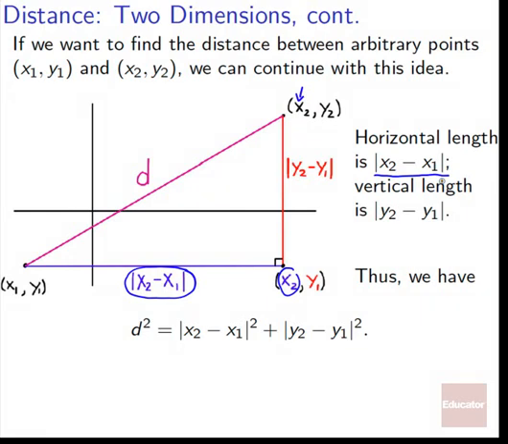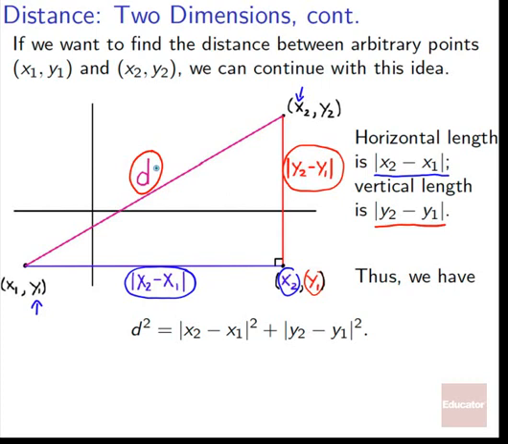What's the vertical length? What's the vertical leg of our triangle? Well, we end up at y2, and the location that we're starting on this triangle is going to be y1 because it's going to be the same as over here. So we go y2 minus y1, absolute value of that. That's going to be our vertical length. The length of the vertical leg of the triangle is the absolute value of y2 minus y1. So if we want to know what the distance is, what the diagonal is, it's going to be d squared equals the square of the absolute value of x2 minus x1 plus the square of the absolute value of y2 minus y1.